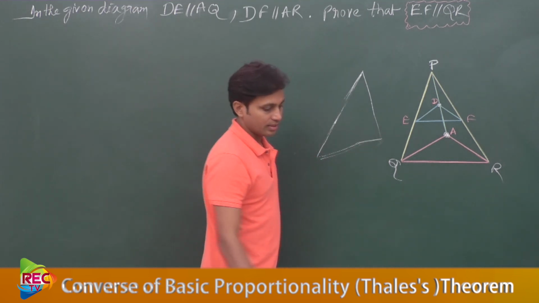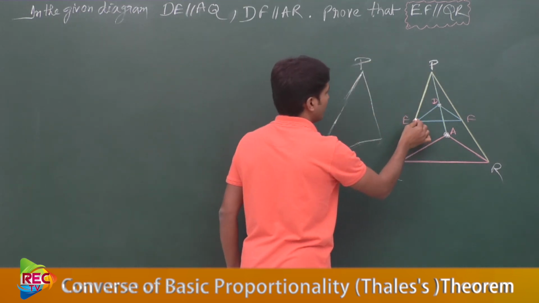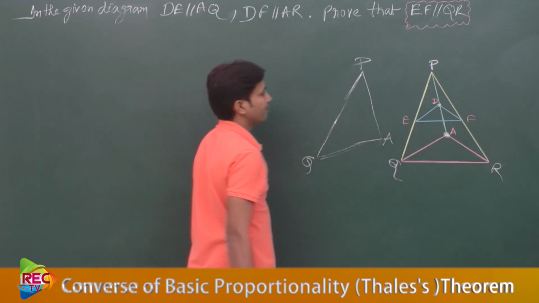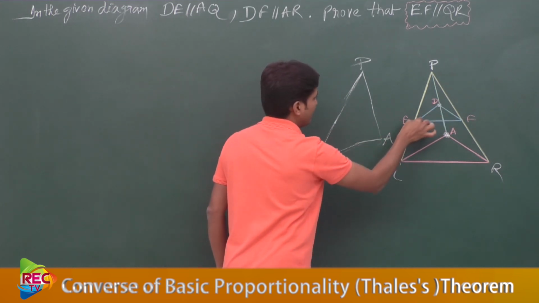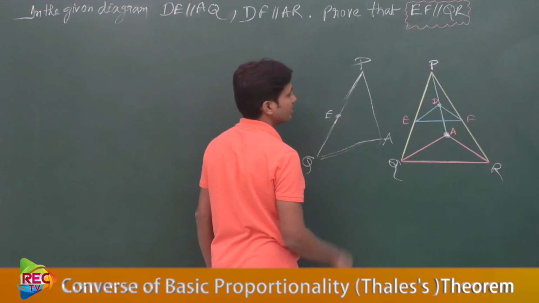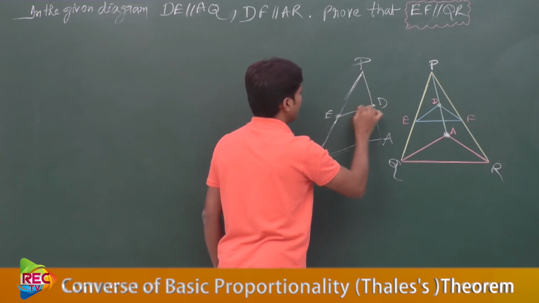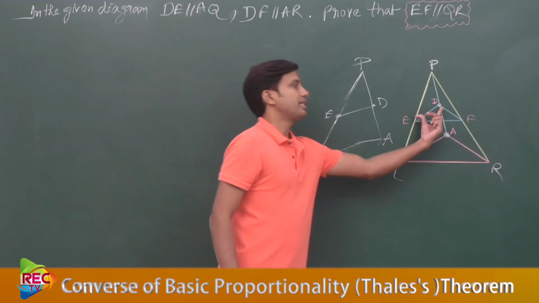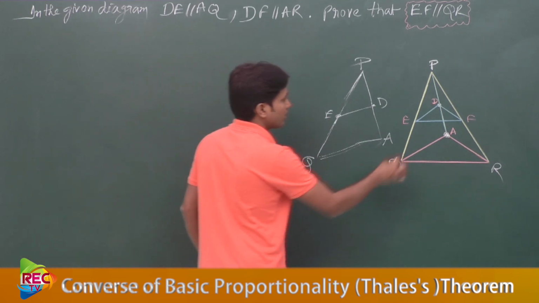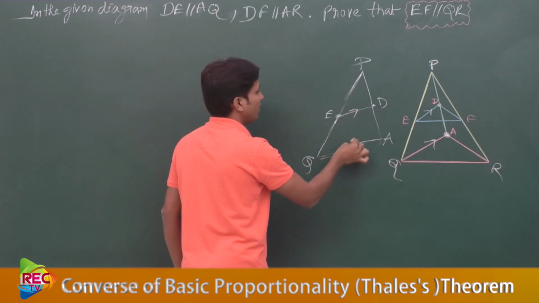Like this, the triangle is given. Let this be P, let this be Q and let this be A. DE is one of the lines, where E is a point on PQ and D is a point on PA. This is the line joining ED. We are given that DE is parallel to AQ. So here these two are parallel.